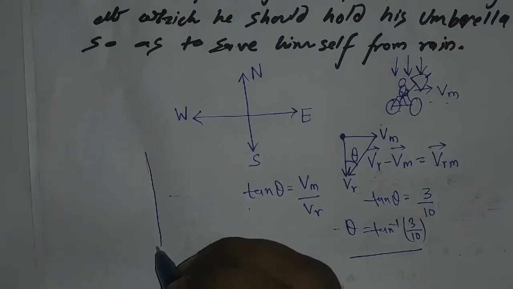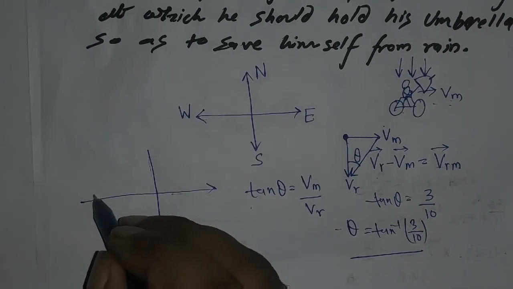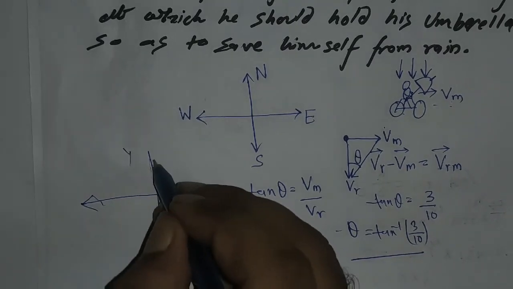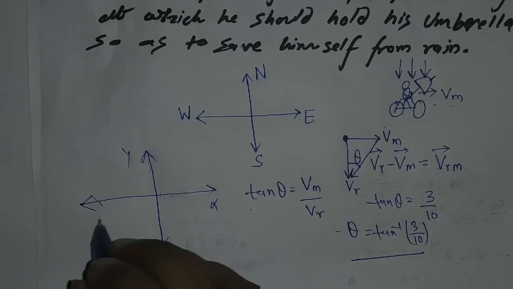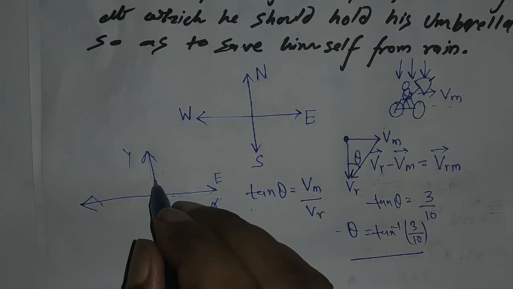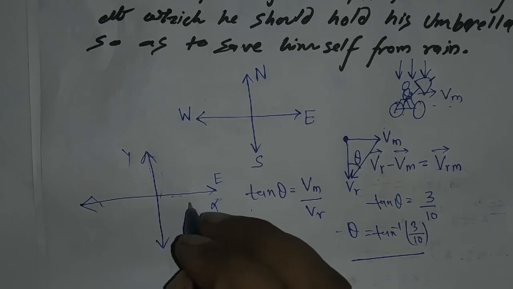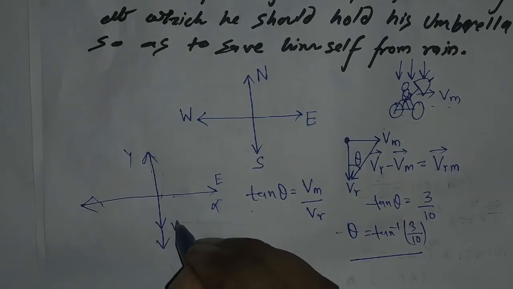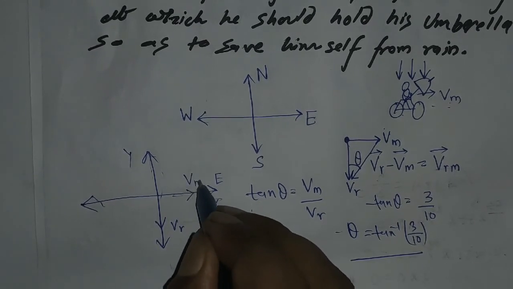See, suppose these are the coordinate axes. This is the x-axis and this one is the y-axis. This is the vertically upward y-axis and this is the horizontal direction. So this is the direction of east, but this is not the direction of north, because this is the direction of vertically upward. So students, the rain will fall in this direction, Vr. A man will go in this direction, Vm.